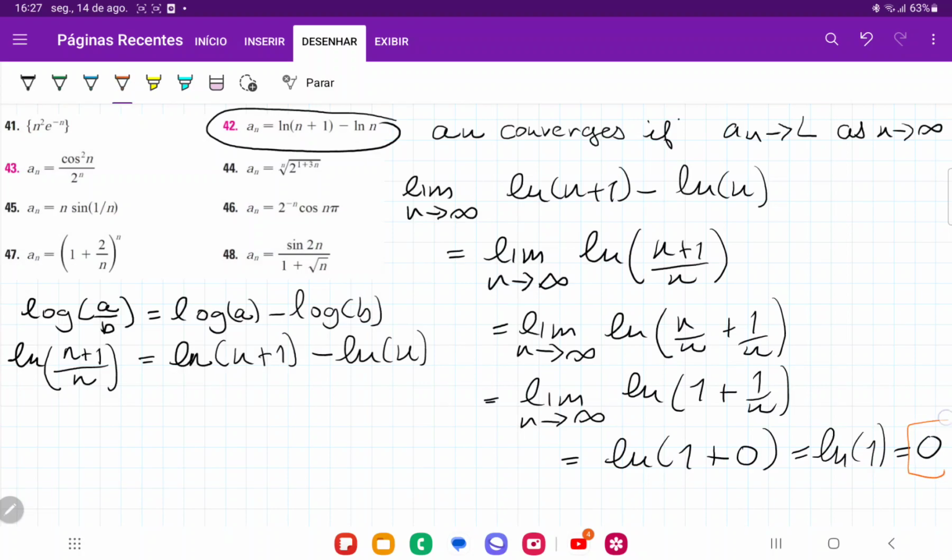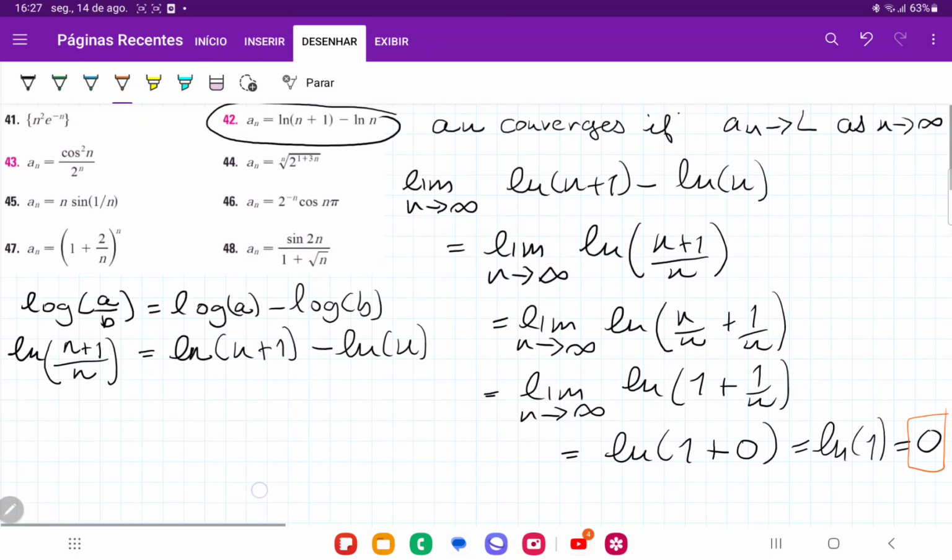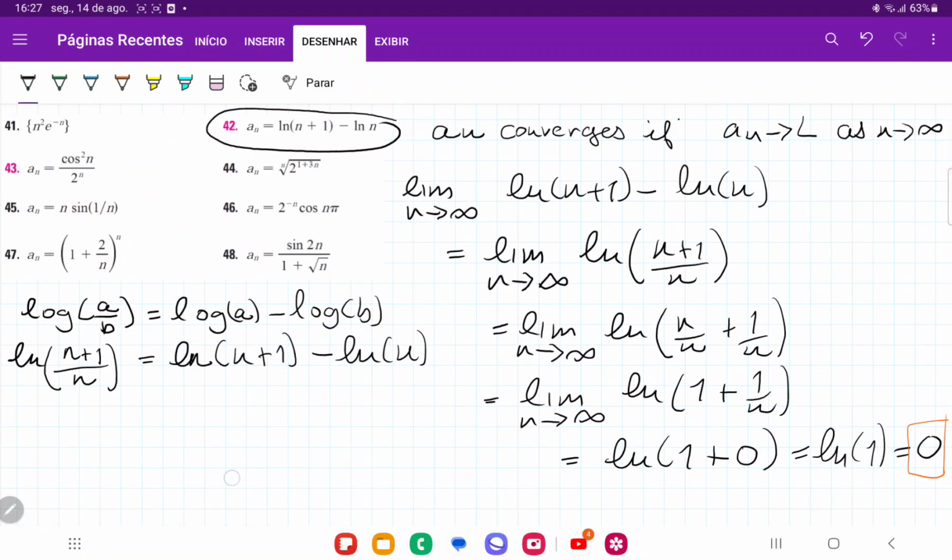So we can see here that our limit is 0, right? So we can say that a_n tends to 0 as n approaches infinity, where 0 is our limit, so a_n converges. And that is our conclusion right here.